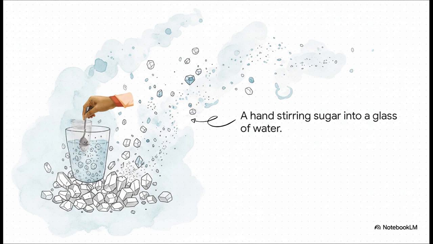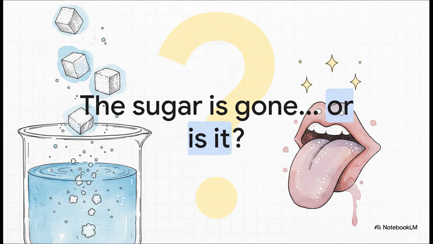You see it, right? The little white crystals swirl around and then, poof, they're gone. The water's totally clear again. It looks like the sugar just vanished into thin air. But we know better, don't we? Because if you take a sip, it's sweet, so the sugar is definitely still in there.